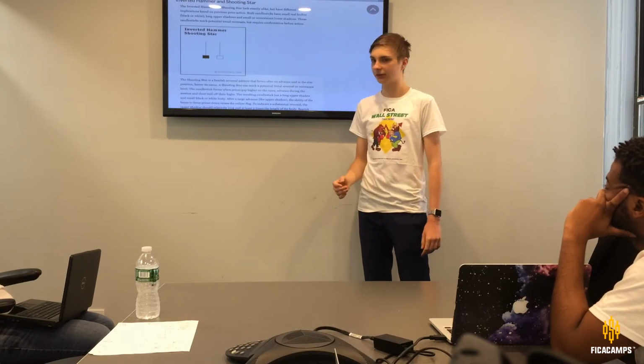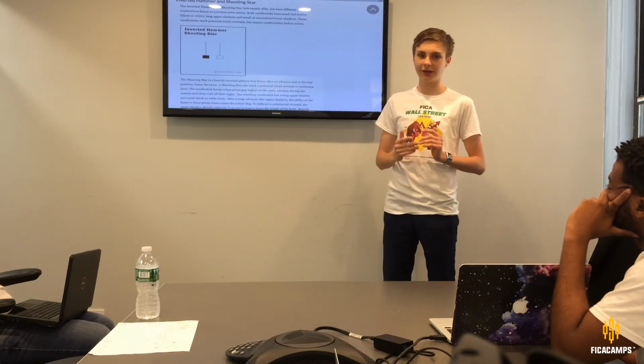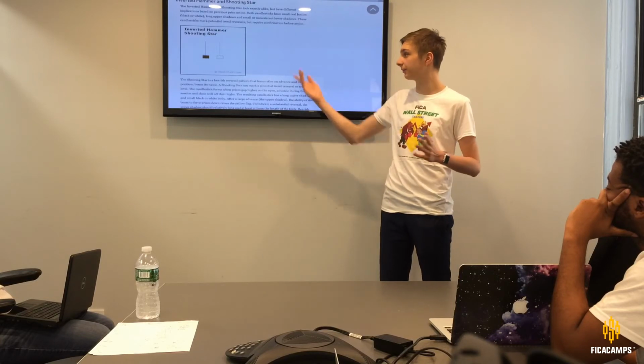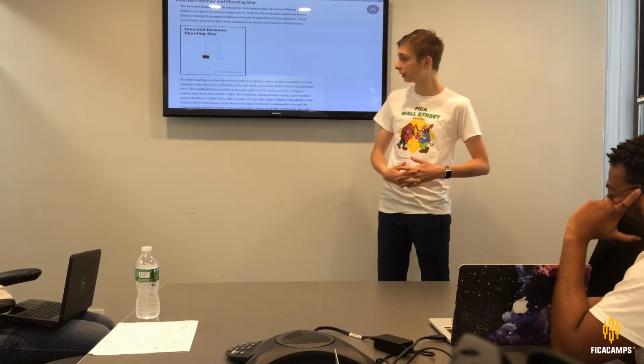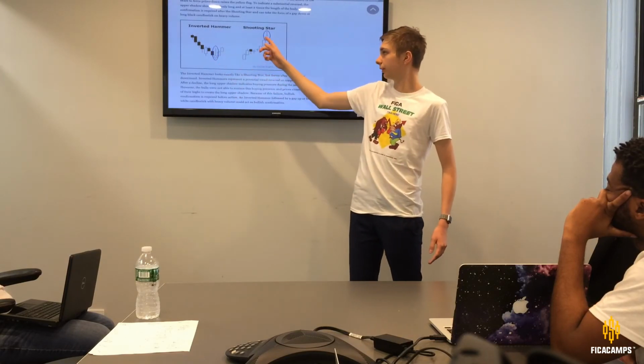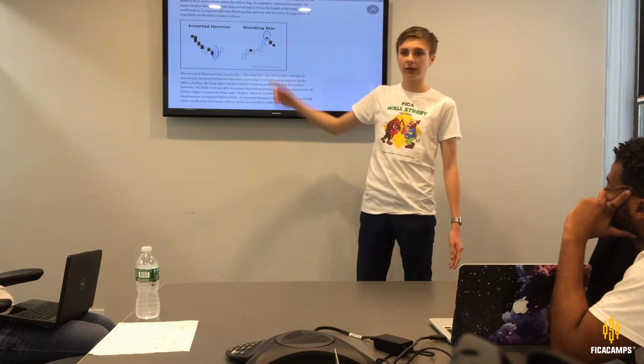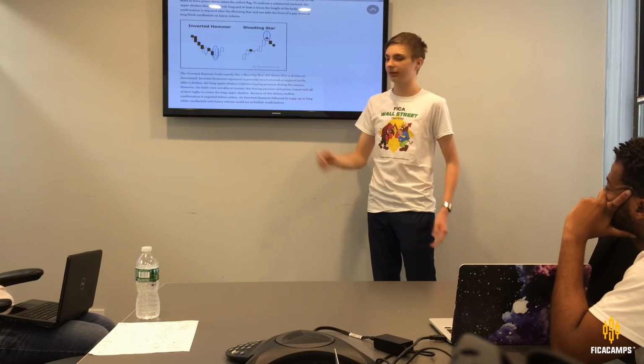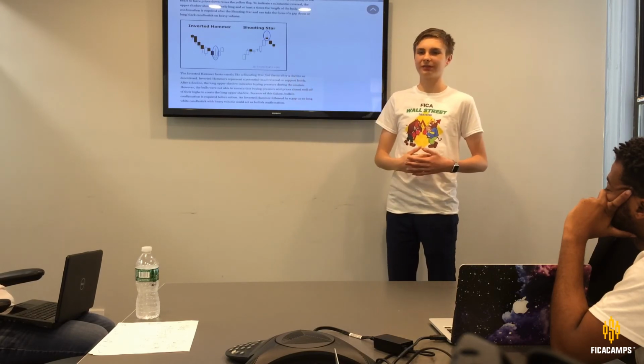Inverted hammer and shooting star. So it's basically the same thing as the hammer and the hanging man. It's just flipped the other way. You can scroll down. So this is inverted hammer. This is shooting star, and they basically mean similar things.